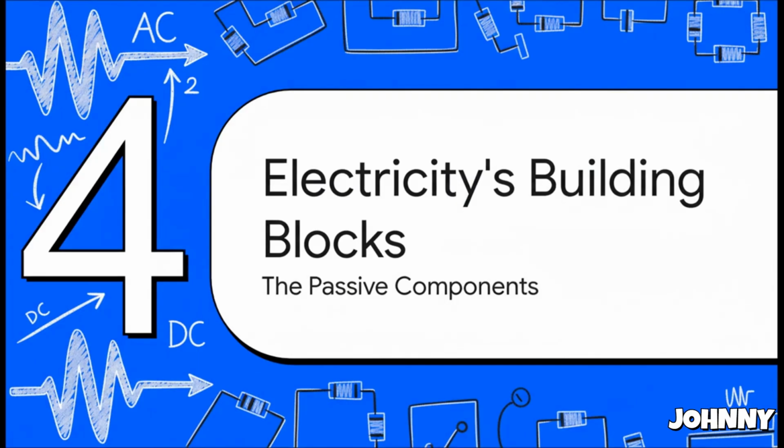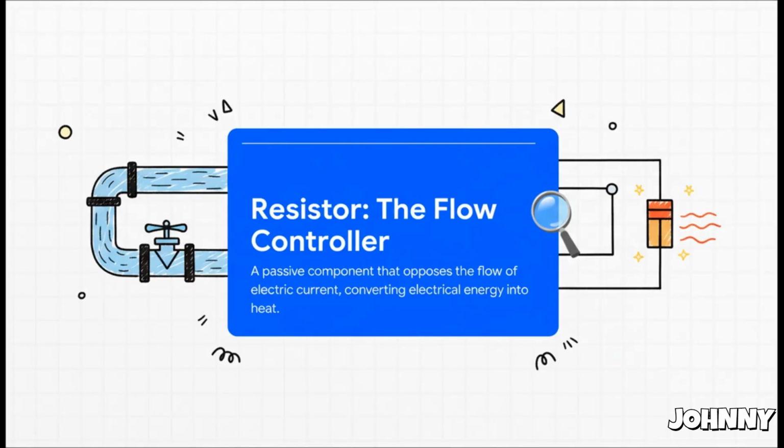Okay, so we've got DC and AC. But how do we actually control these currents to build all the cool things we use? Well, engineers have a toolkit of fundamental parts, and it all starts with three passive components. First up is our old friend, the resistor. We've already met this guy. It's the most basic tool for just limiting the flow of current, kind of like a valve on a water pipe. Super important for making sure other parts of a circuit don't get too much electricity.